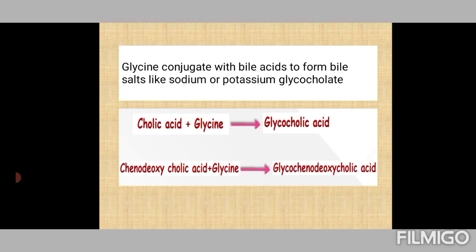And glycine can conjugate with bile acids. Now, bile acids are obviously formed by the degradation of cholesterol, extra cholesterol, which is present in our body, and this is one of the mechanisms to get rid of the extra cholesterol in our body. So cholesterol can give rise to bile acids, and bile acids, for example cholic acid, can be combined with glycine to give rise to glycocholic acid, and glycodeoxycholic acid also. So these molecules can combine with sodium or potassium to give rise to sodium glycocholate or potassium glycocholate, which are called bile salts.